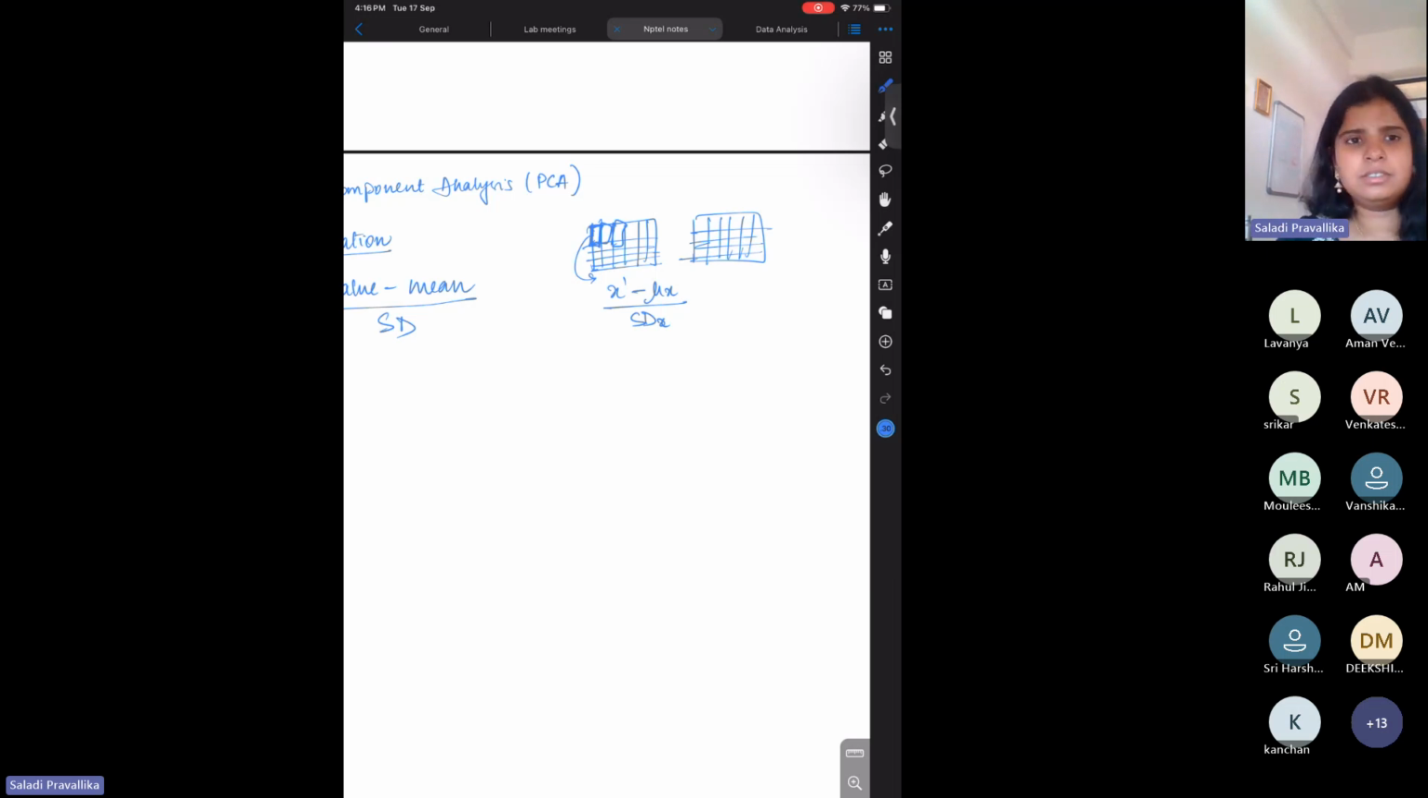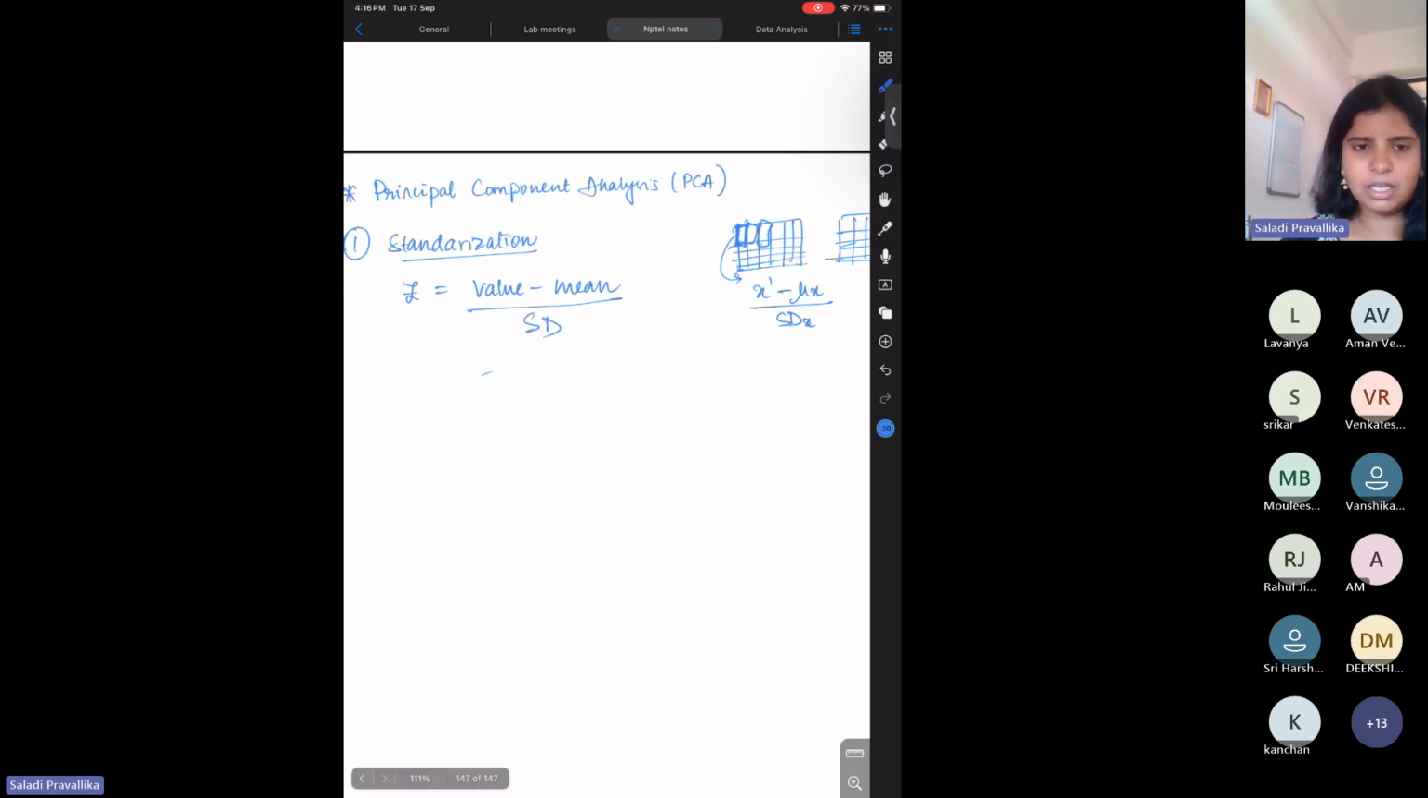But if you are having just normal data, for normal data also you do the same. So this is how we mathematically do it. We subtract the mean and divide by the standard deviation for each value of each variable. So once the standardization is done, all the variables will be transformed to the same scale.